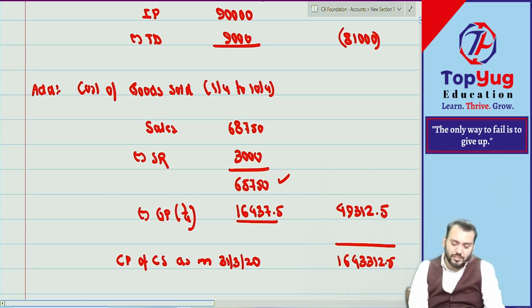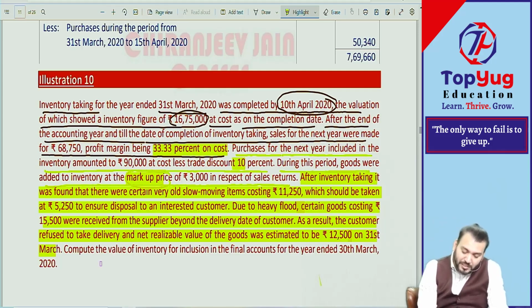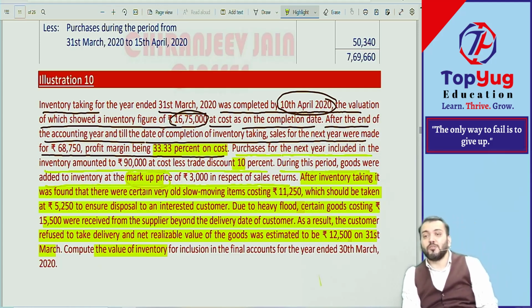Now, just try to understand, everyone. What they have asked: compute the value of inventory. Value of inventory means what? Cost price or NRV, whichever is lower. When I say value of inventory, it means cost price or NRV, whichever is lower.